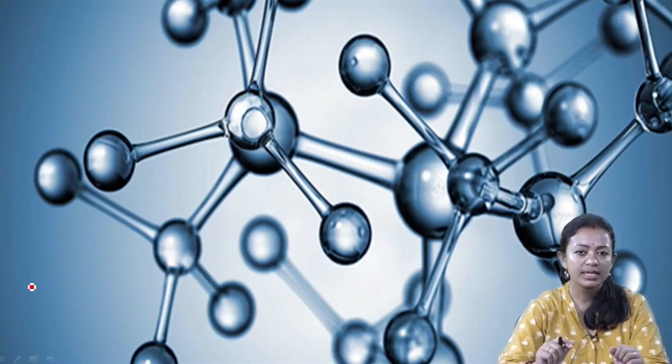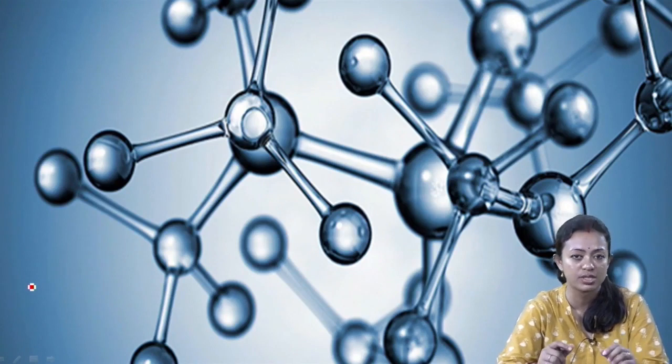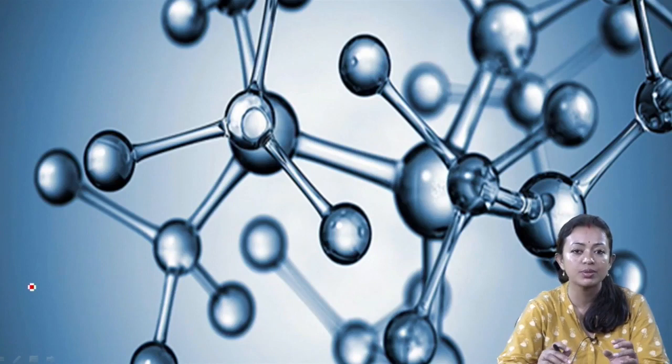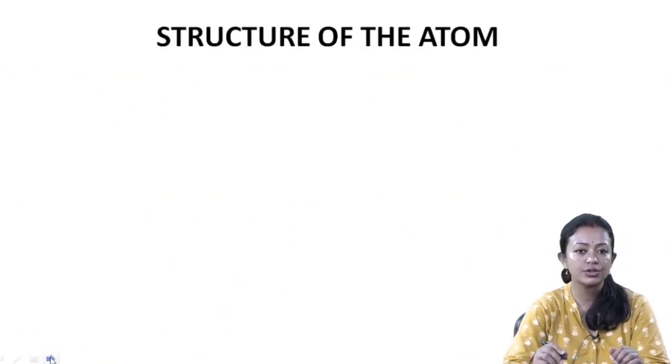One important thing that you need to understand is that when we see things around us, we have observed that certain things that were neutral have now been charged up, or we tend to see different kinds of charges. So in this particular chapter, we are going to explore the world of the atom. So let's start. Structure of the atom.